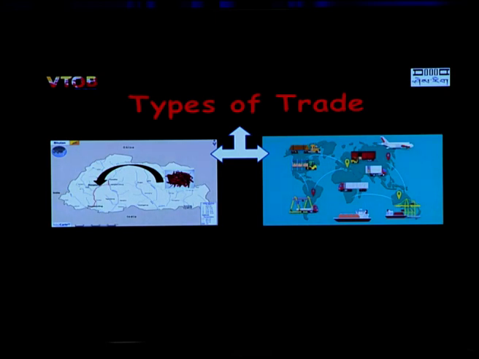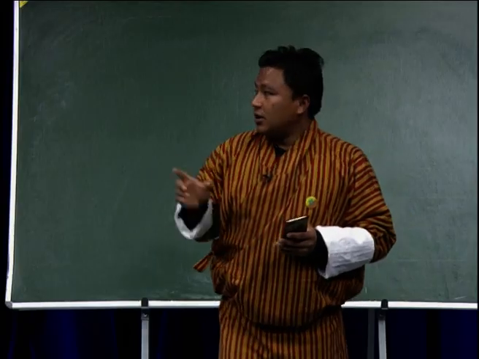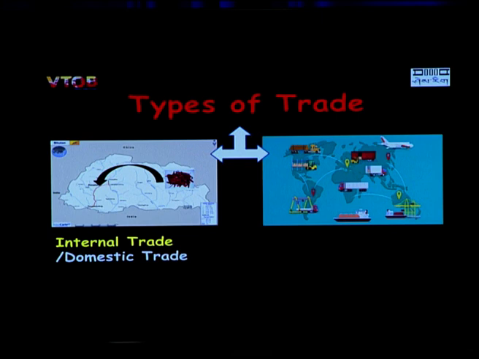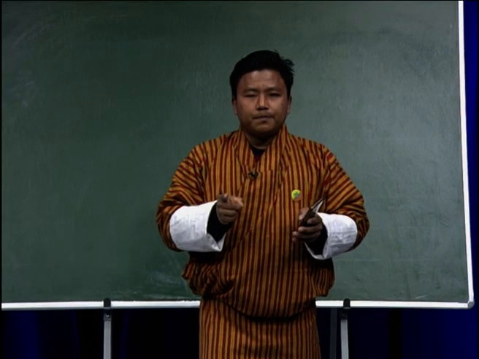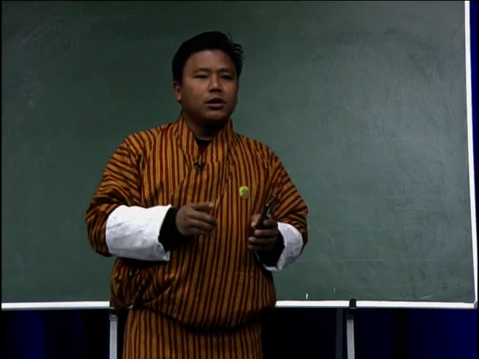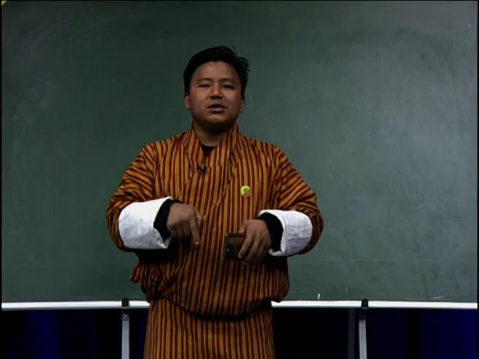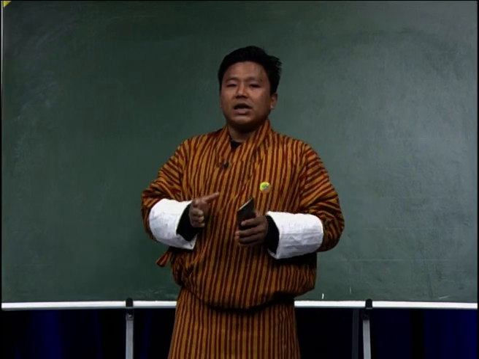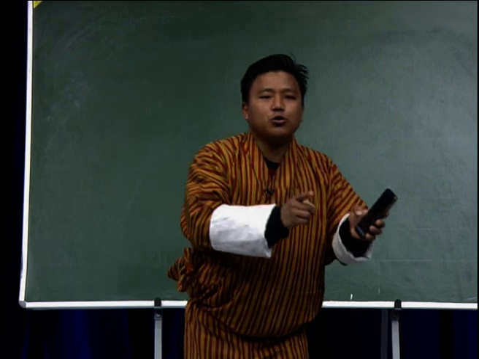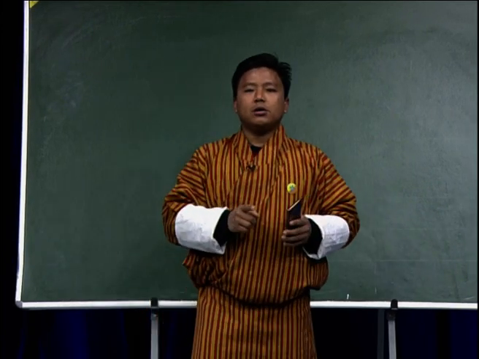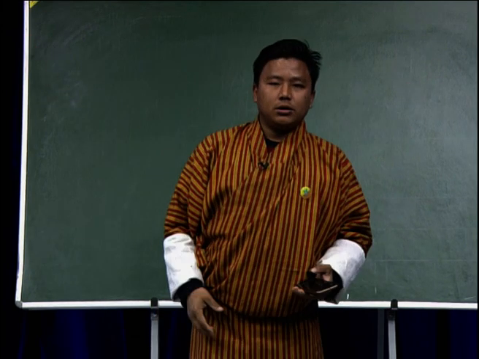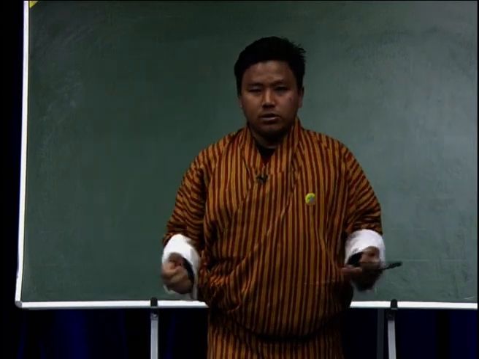Now, I want you to point out which picture represents the internal trade. Obviously, the one which represents a Bhutan map represents our internal trade or domestic trade. And another one represents our external or international trade. Now, internal or national trade refers to the exchange of goods and services that happens within the nation. Whereas international trade refers to the exchange of goods and services that happens between two or more countries.